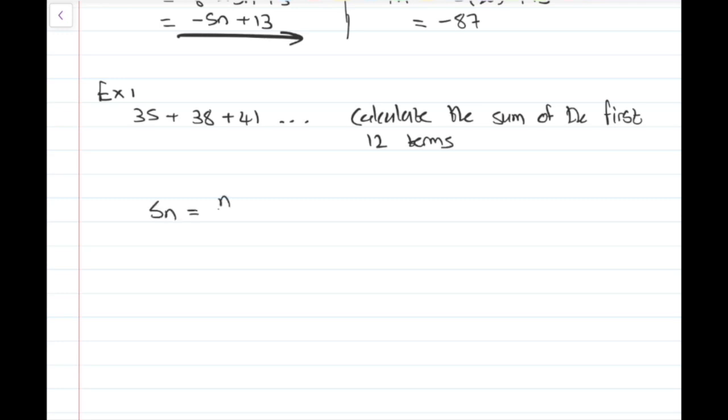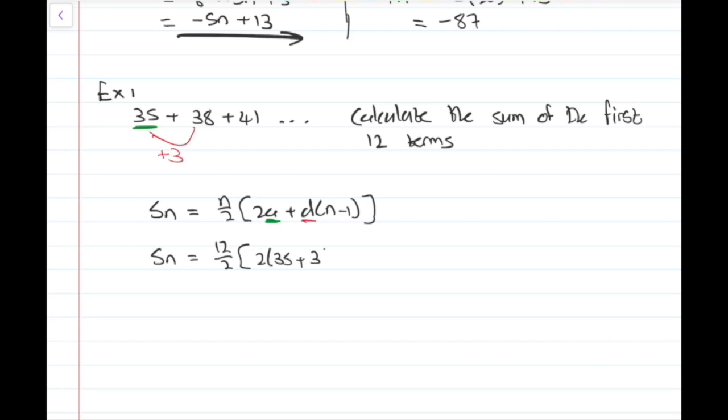Sn is equal to n over 2 into 2a plus d into n minus 1. It's just so you guys get used to this formula essentially. So our a value is going to be 35, and then comes the difference situation. So 38 minus 35 is just going to be 3, so we know it's a positive 3 for our difference value there. So it's going to be this Sn, we know it's 12 terms, it's 12 over 2 into 35 plus a difference of 3 into 12 minus 1, and that's it.